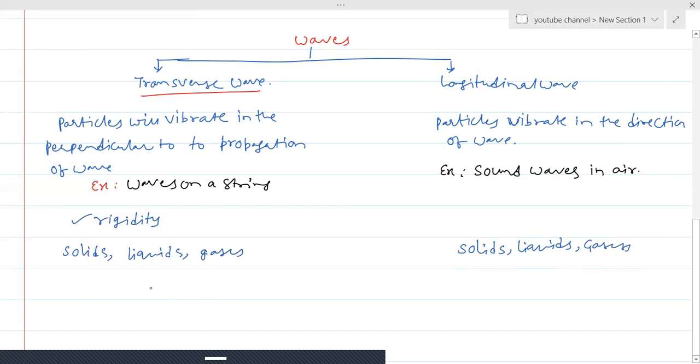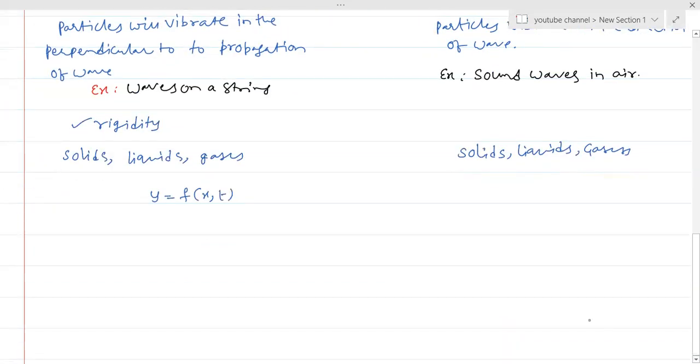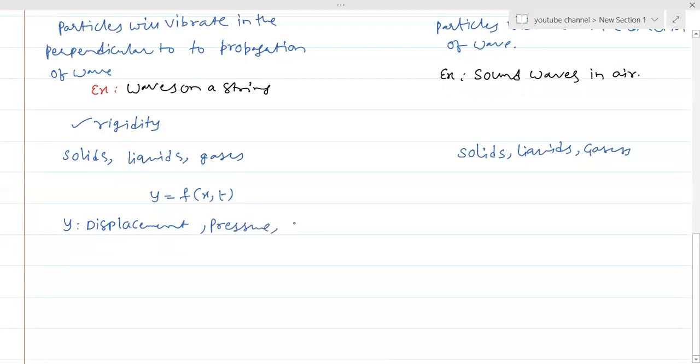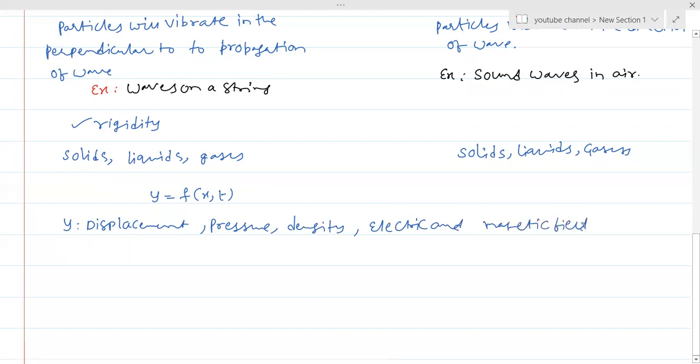Generally, in waves we represent y as a function of x comma t. Here y has many meanings. Y may be displacement, or pressure, or density, or electric and magnetic fields. We can denote it in any manner.